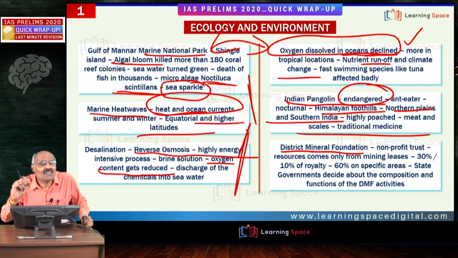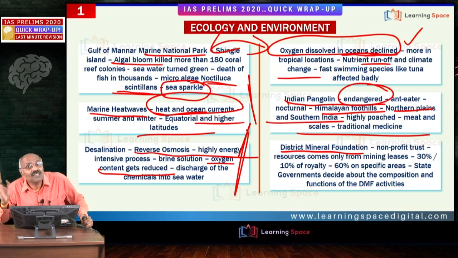30% of the royalty for the mining leases awarded prior to January 12, 2015 and 10% of the royalty for the mining leases awarded after January 12, 2015. This is the important aspect, please don't forget, because nowadays mining leases are being given on auction. Because of that reason, it is reduced to 10% of the royalty. 60% of money must be used for the welfare of the local communities, and it is also specified.